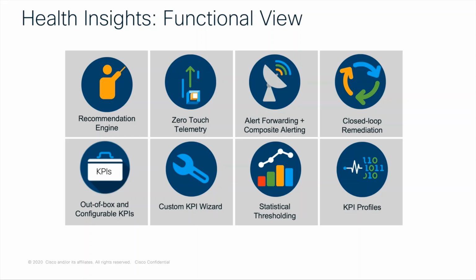What are the various features of Health Insights? We have a recommendation engine, as I just mentioned. We take a look at the running configuration on the device and then recommend a certain set of KPIs, which are a subset of out-of-box KPIs. We have zero-touch telemetry configuration that can be pushed onto the device. Whenever you enable a KPI, all the respective sensor paths, cadence, templates, and everything get pushed onto the device automatically. The alerts can be forwarded to any HTTP endpoint or any AI/ML systems.